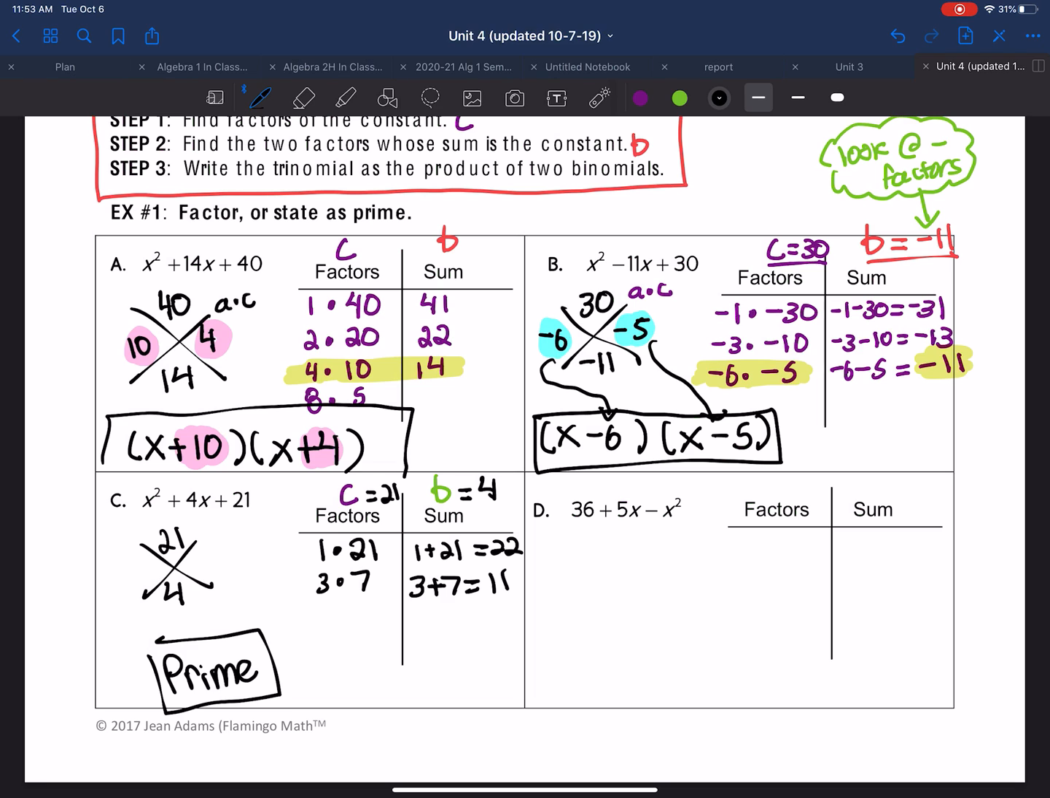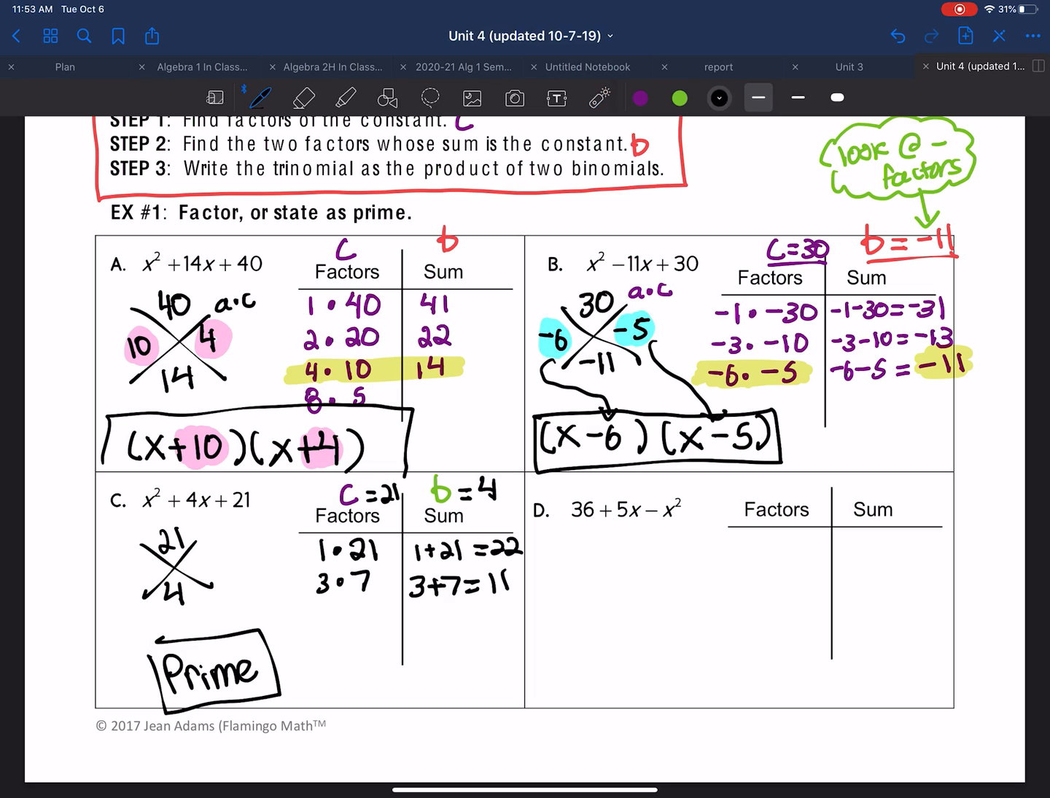All right, part D, 36 plus 5x minus x squared. Oh, be careful. Be careful. This is all out of order, okay? If you try to start doing things with this, it's not going to work because you're going to be thinking, oh, well, this is A, this is B, this is C. Incorrect. Our highest exponent needs to be first in order to follow that order.